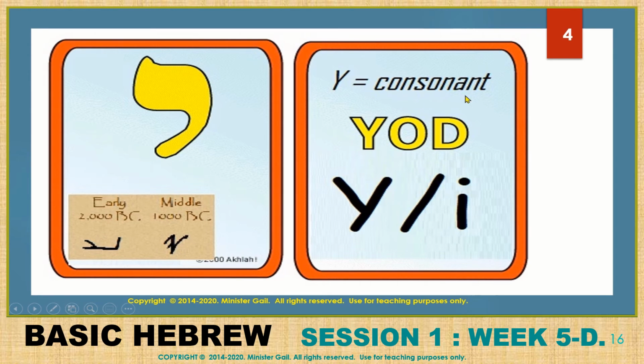Y is a consonant in Hebrew. Sometimes when there's a dot put with it, then it's an I. It is not a vowel. Yod.